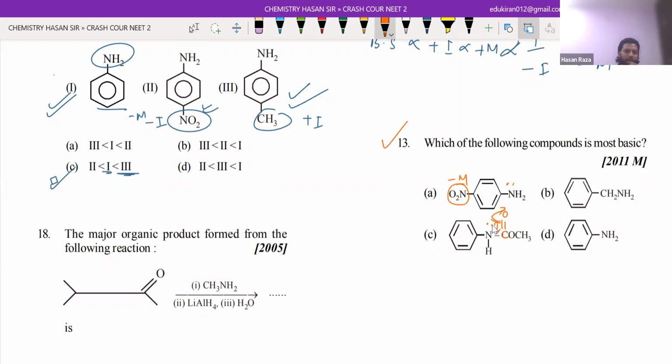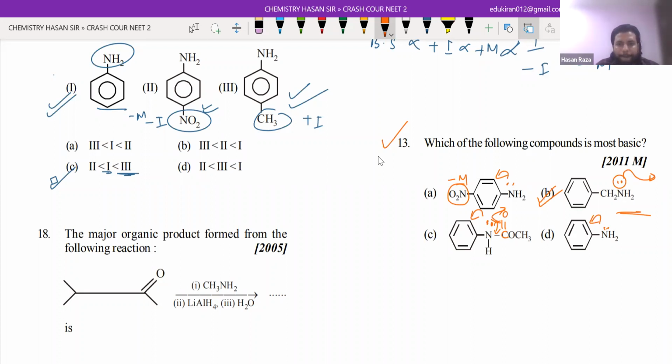So this lone pair is basically busy in resonance. This one is also busy in resonance, but this is not in conjugation with the resonance. It can donate, and it will be the most basic. Samara, this will be the most basic because it can donate its electron. Its lone pair is not in conjugation, so it can easily donate. But all the other lone pairs are in resonance or in conjugation. That's why they will show resonating structures.